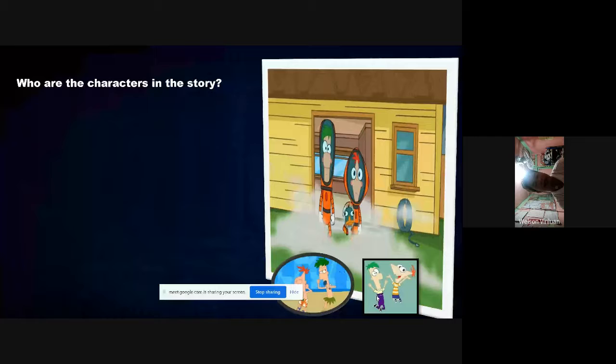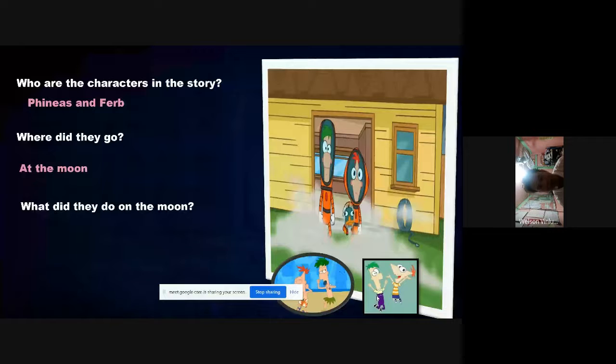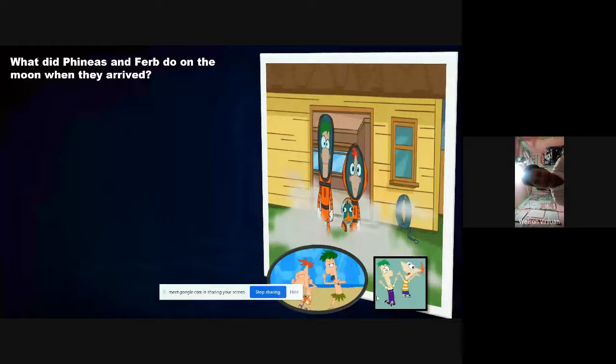Okay. Who are the characters in the story? Yes, very good. The characters in the story are Phineas and Ferb. Another, where did they go? Okay, they go at the moon. What did they do on the moon? Okay, they play. Another, what did Phineas and Ferb do on the moon when they arrived? Very good. They jumped.